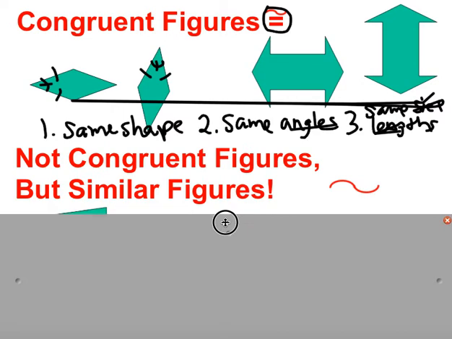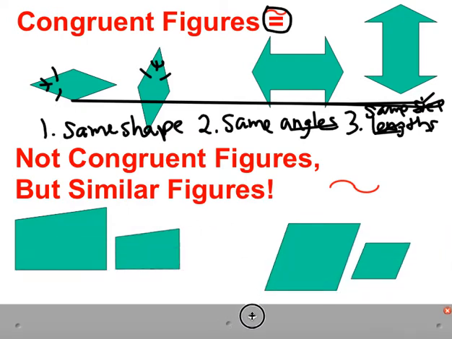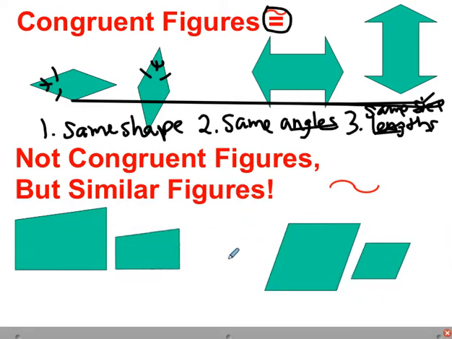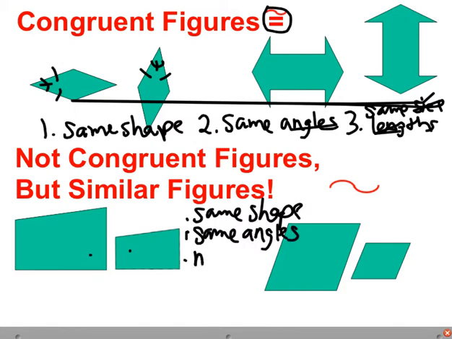When we have a couple of those things but don't have the same side lengths, we have similar figures. They're not congruent anymore, but they are similar, and we use the little squiggly to show similarity. So these are the same shape, they have the same angles, but they are not the same size. So for similar figures, we need the same shape and the same angles, but these do not have the same size.